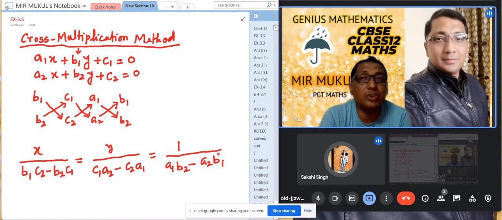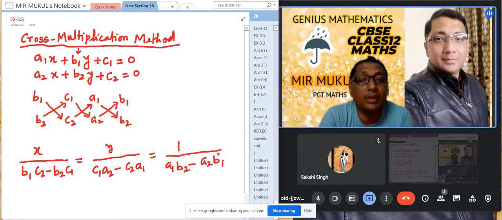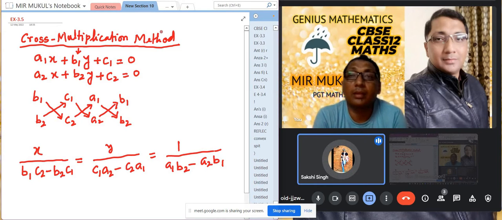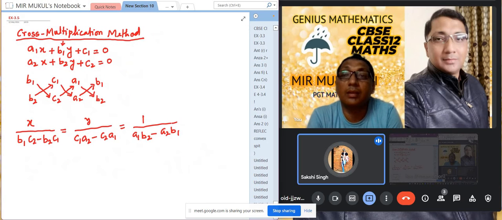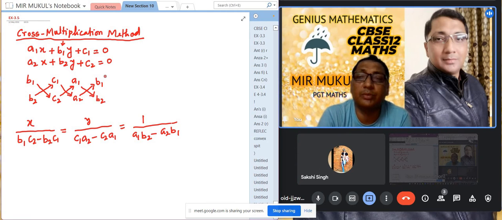Yes, Sakshi, something you were saying? Yes, sir, it's a bit difficult compared to the elimination and substitution methods. Yeah. Okay, but some students like this method. It will vary from student to student.